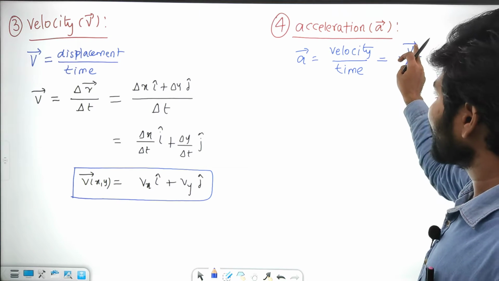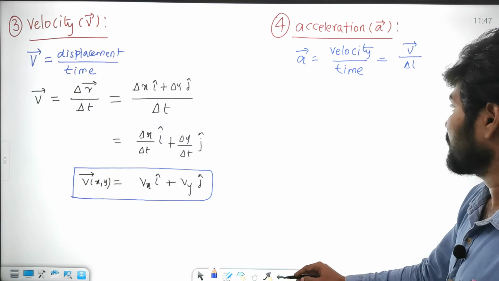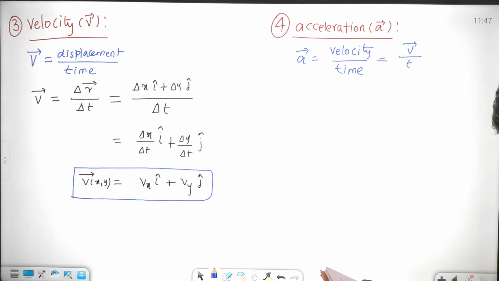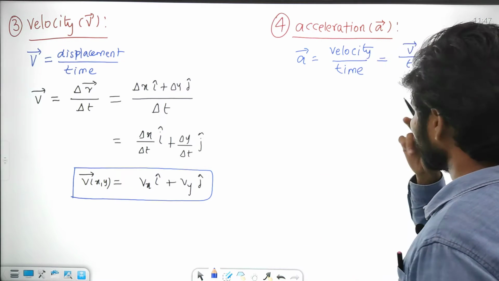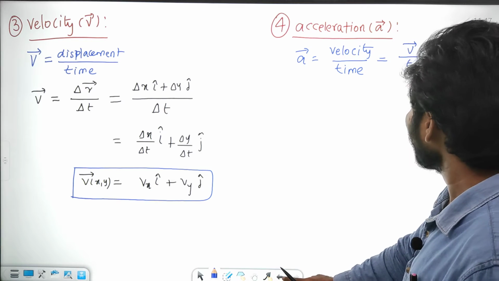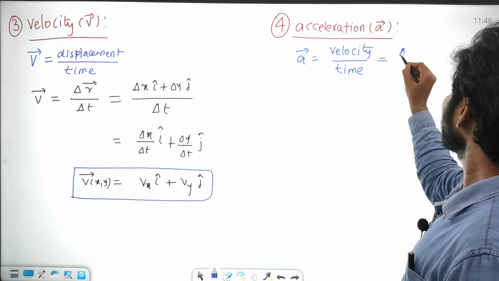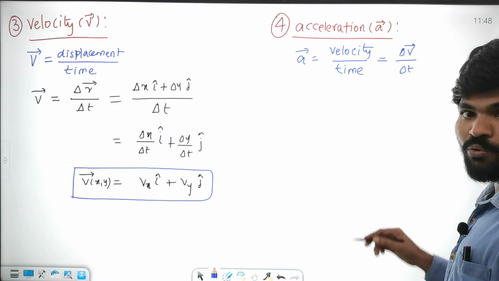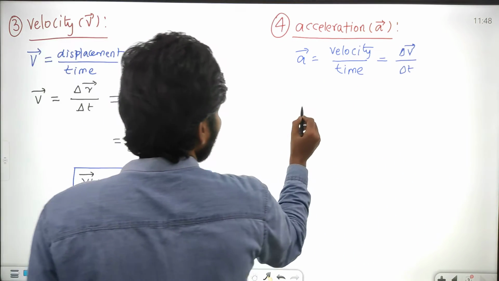Now I am writing velocity like this, and this is the time. Sorry, velocity by time. So change in velocity by time. So how can I write this delta v vector? We can write a delta v vector.